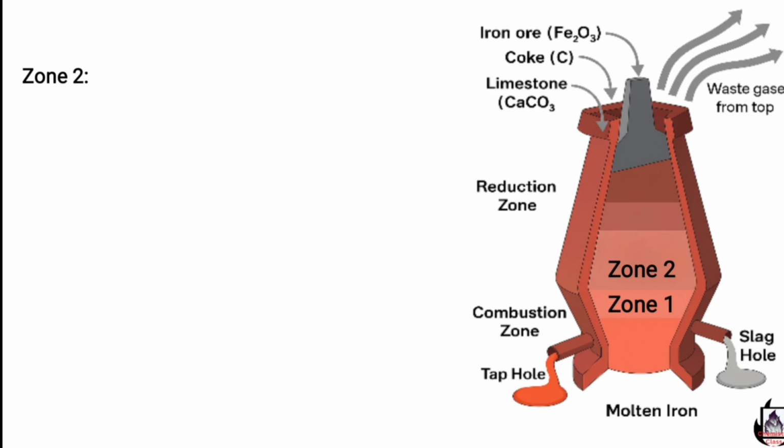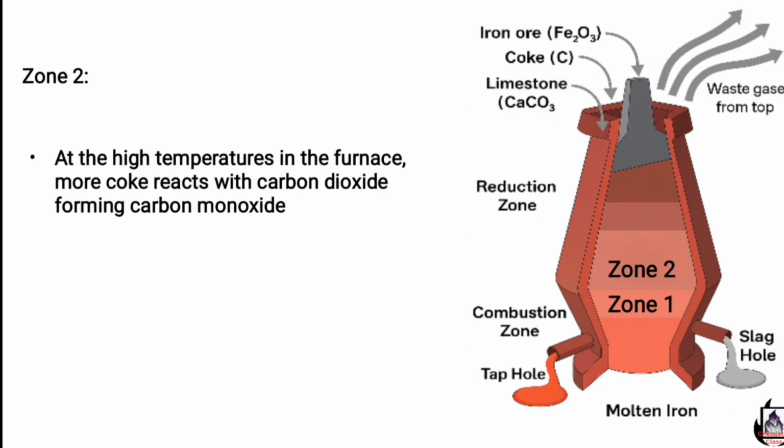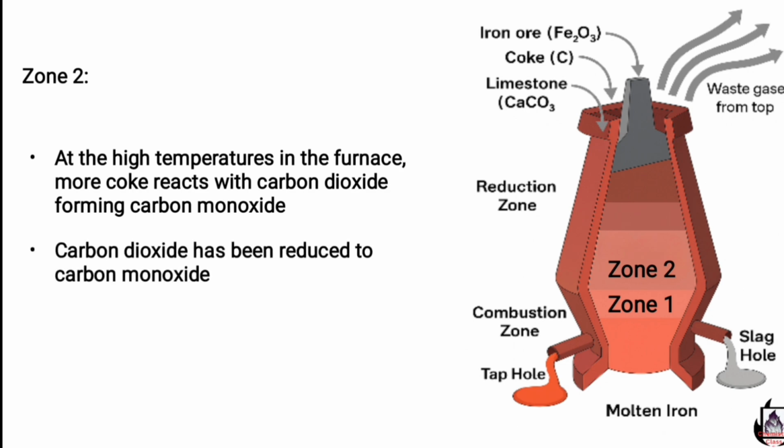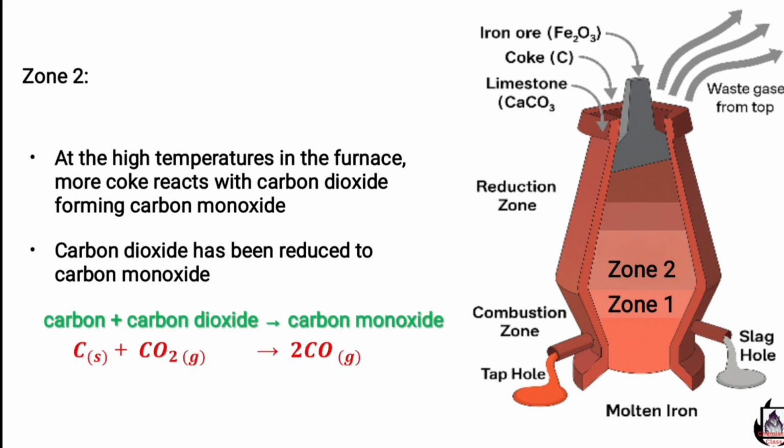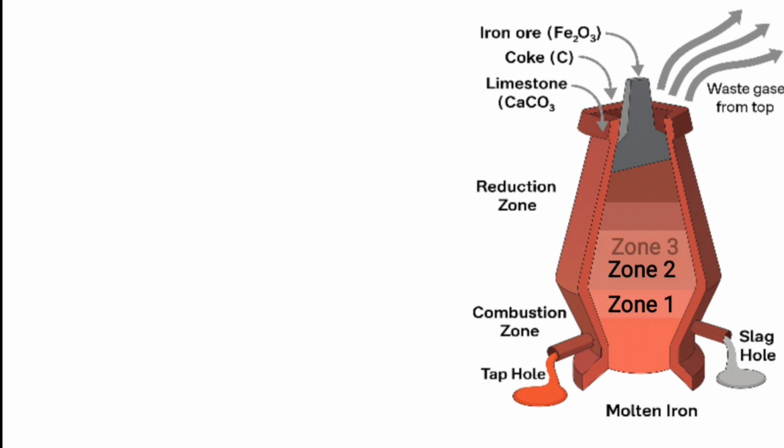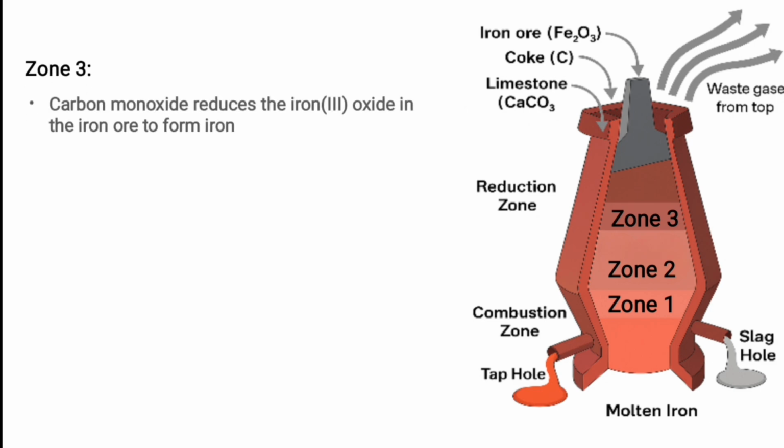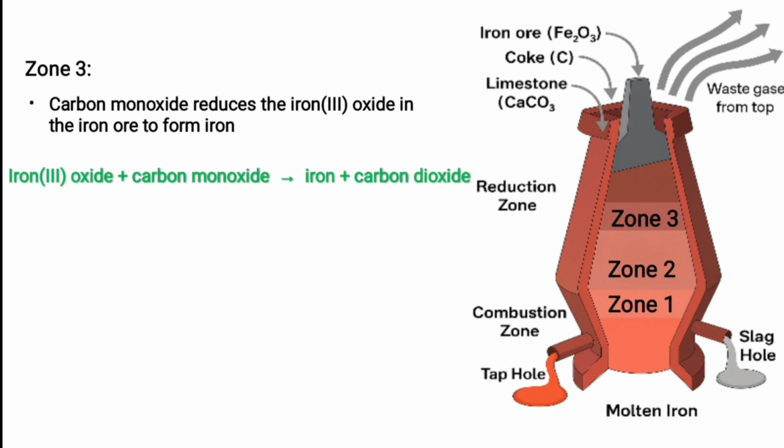In zone 2, at the high temperature in the furnace, more coke reacts with carbon dioxide forming carbon monoxide. Carbon dioxide has been reduced to carbon monoxide. Let us understand by chemical reaction. Carbon and carbon dioxide form carbon monoxide in zone 2. In zone 3, carbon monoxide formed in zone 2 reduces the iron(III) oxide in the ore to form pure iron. Let us understand by chemical reaction. Iron(III) oxide combines with carbon monoxide to form iron plus carbon dioxide, as you can see in the chemical reaction.